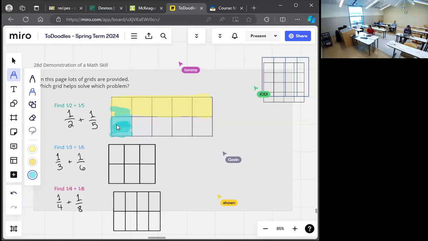Next to it. Yeah, I can't go up top. I'm not allowed to do that. So I'll turn the corner sort of and go next to it, side by side. There we go. So 1/2 plus 1/5 is how much? 1, 2, 3, 4, 5, 6, 7 tenths.